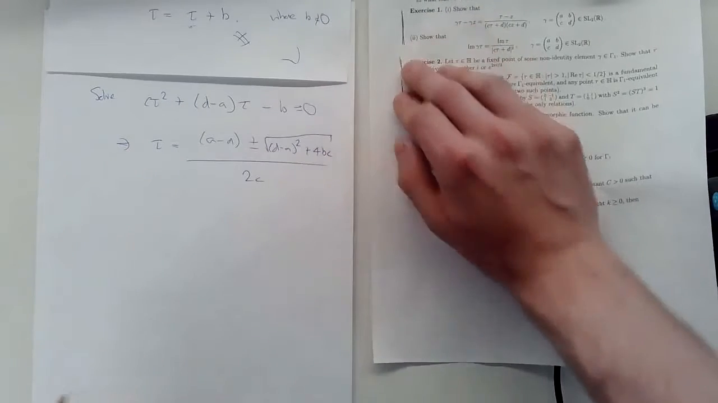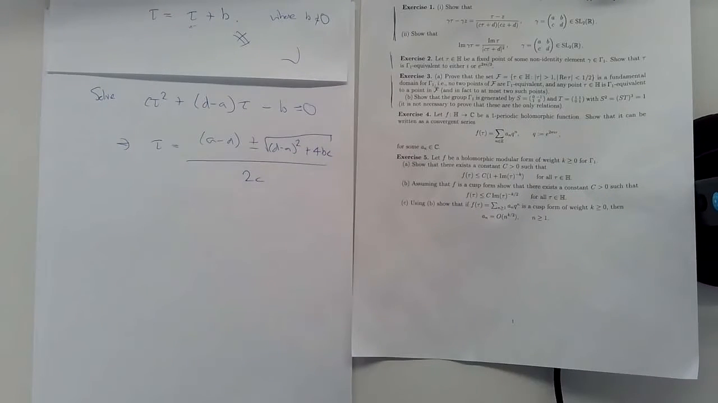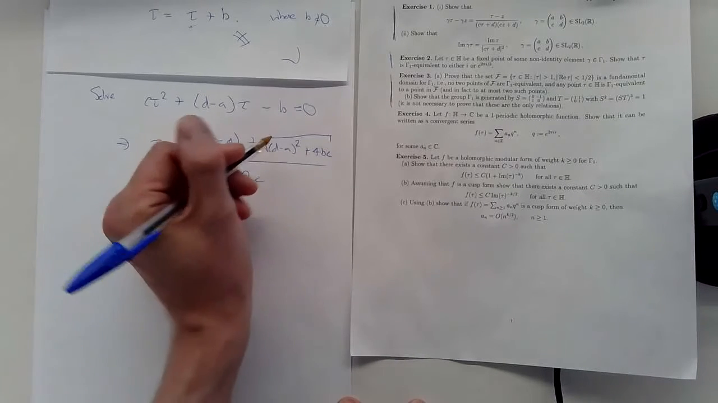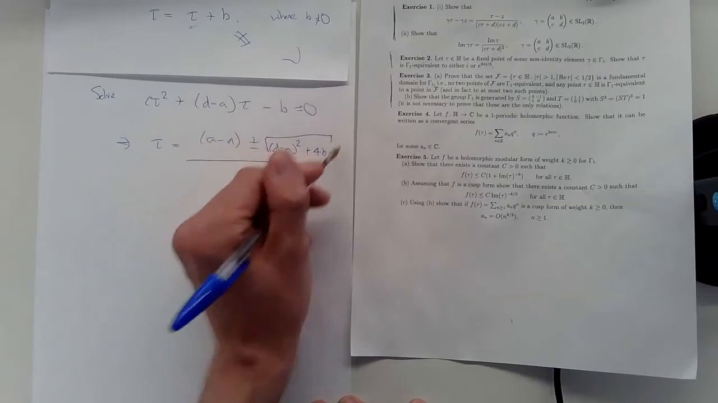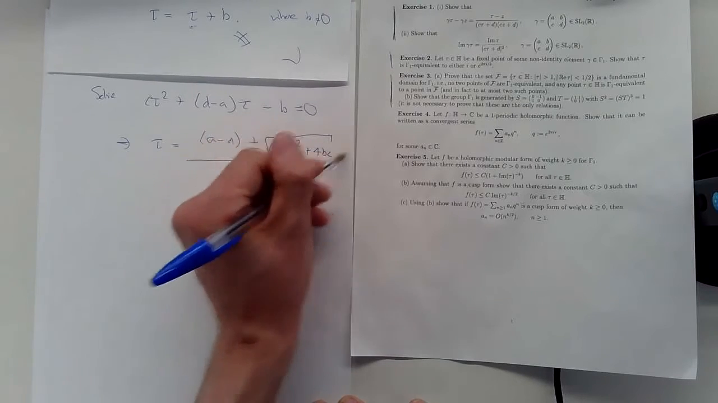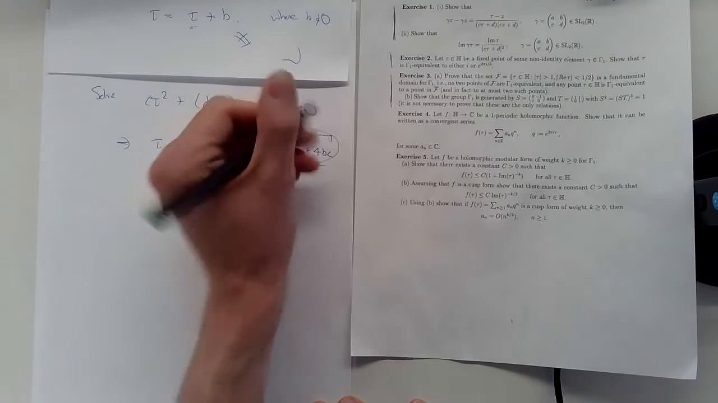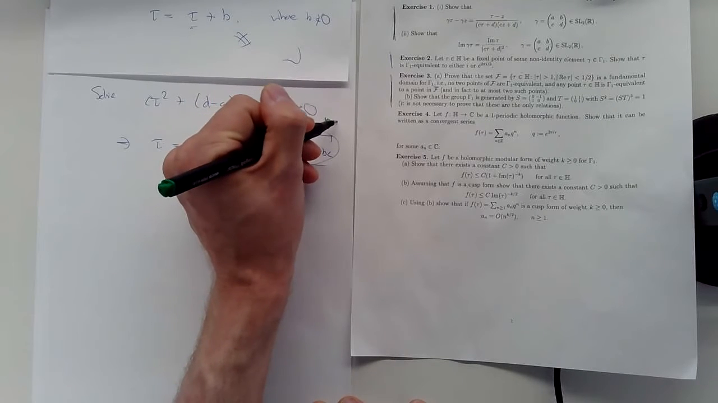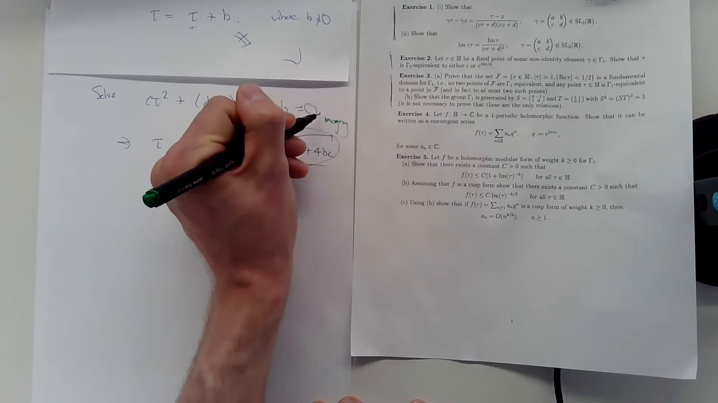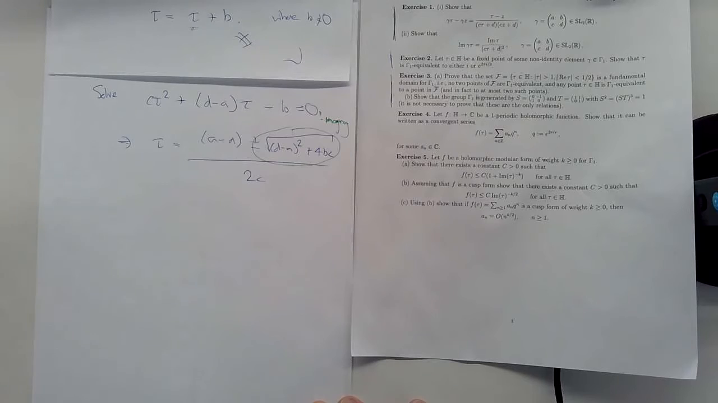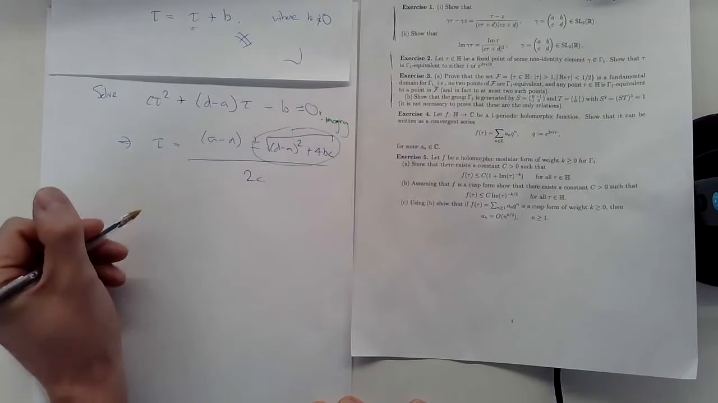Now, this is the fixed point of this action of the matrix. If we want this fixed point to actually be a point somewhere in the upper half plane, there has to be an imaginary part. So this needs to be imaginary, i.e. the thing under the square root has to be less than 0.